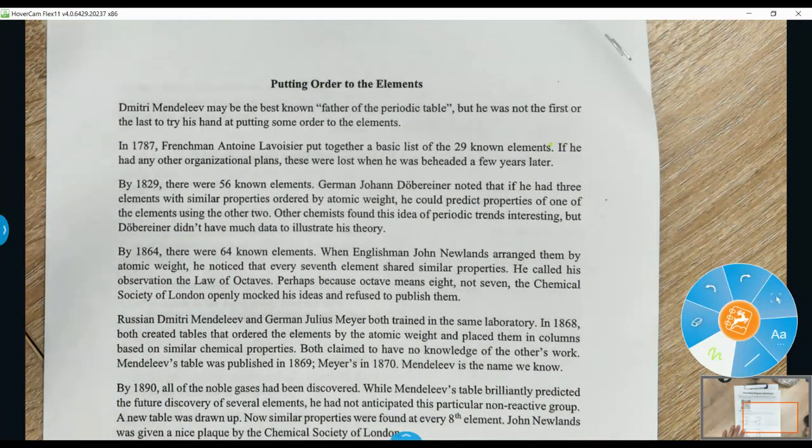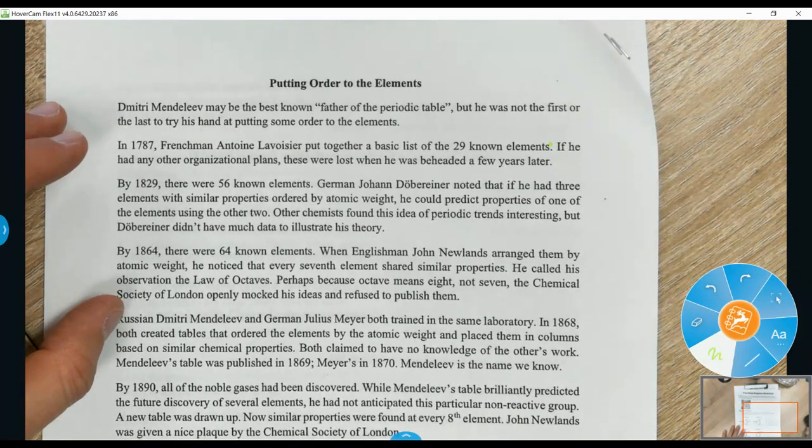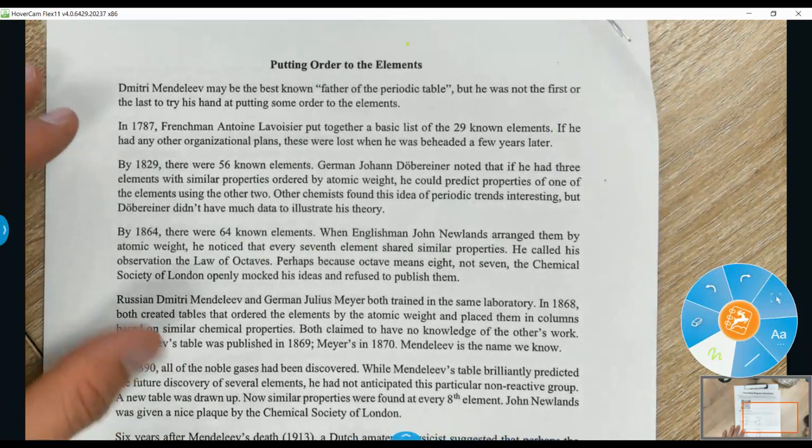Dmitri Mendeleev may be best known as the father of the periodic table, but he was not the first or last to try putting the elements into some form of order. There was a guy before him, Lavoisier, who put together a basic list of 29 known elements at the time. He had other organizational plans, but they were lost when he was beheaded a few years later.